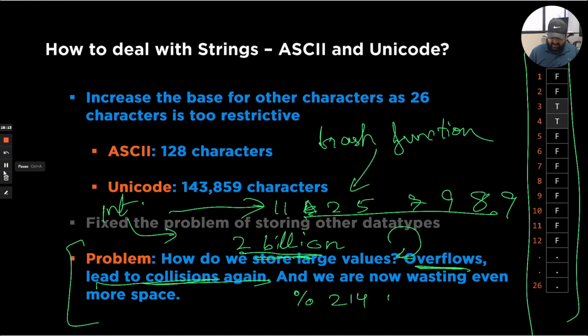Essentially, when we are treating overflows, what we are doing is computing the modulus of that overflow using the largest value in the range, which is we mod it by 2 billion 147 million or so. So what this boils down to is that we are again back to overflows, which leads to collisions, and we are wasting more space. But that brings us to how we are going to solve this in the next video, and we'll see how we are going to fix this.